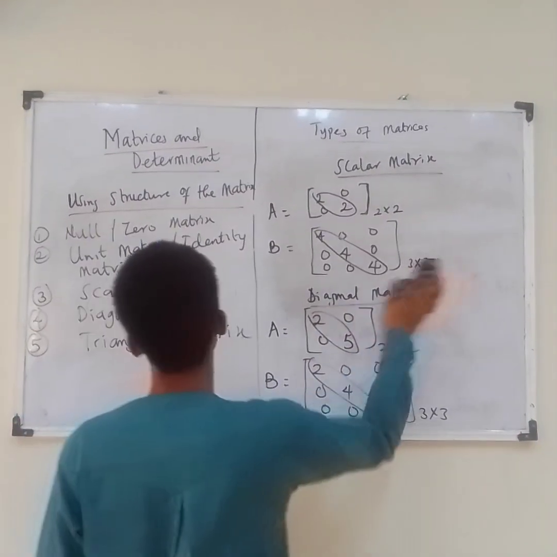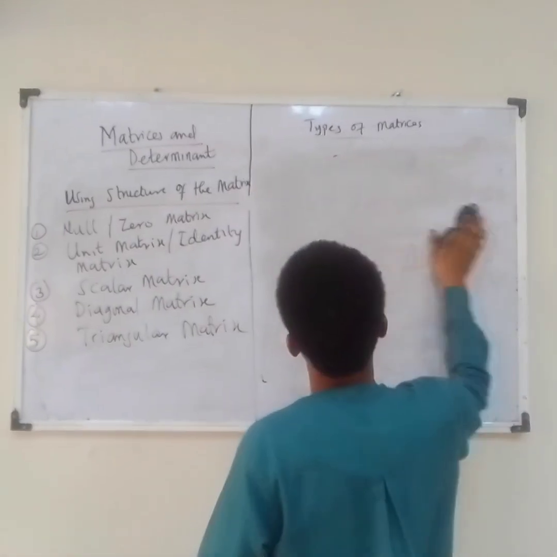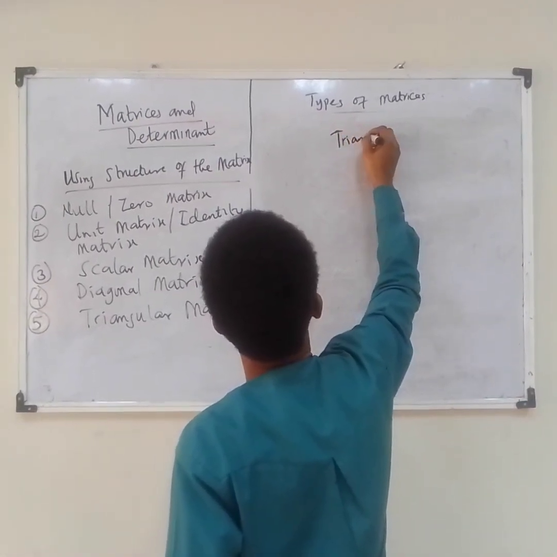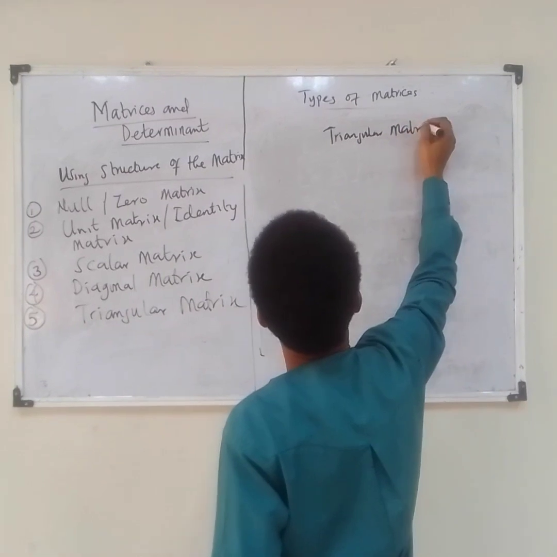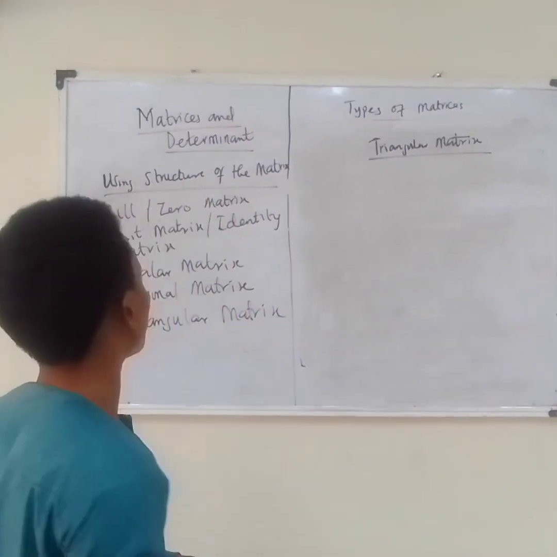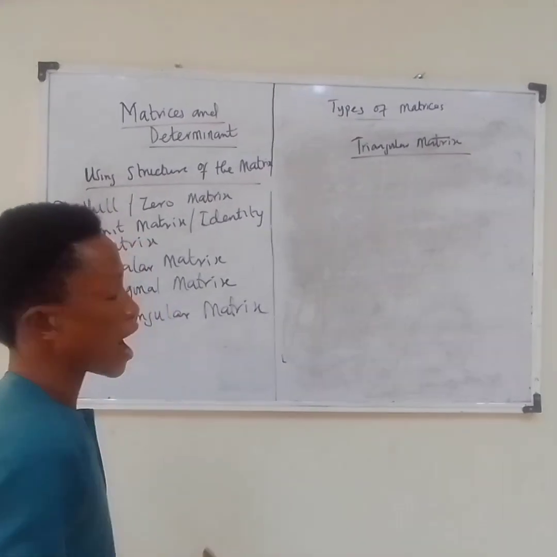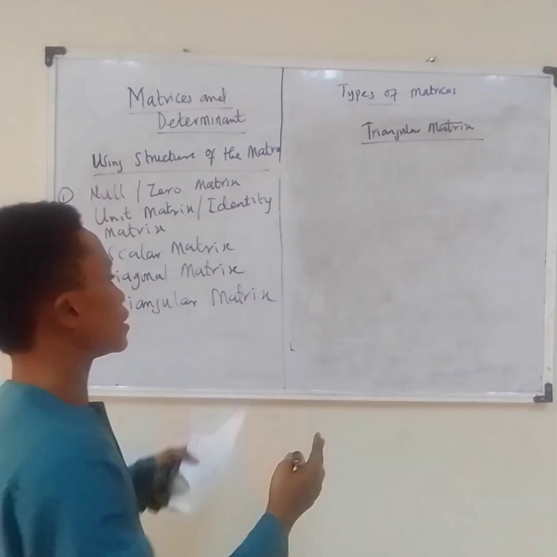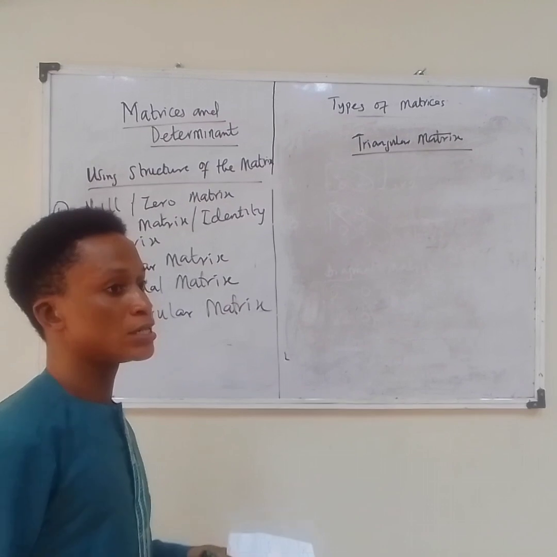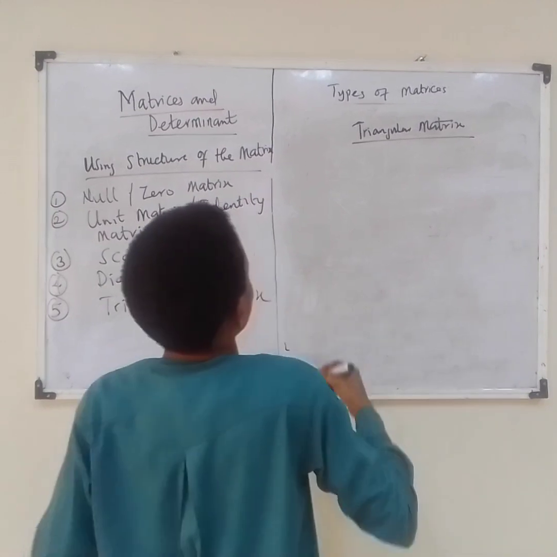So then finally we have the triangular matrix. In this form of matrix, what we have in the leading diagonal are numbers, but your element 0 will be below or above the elements that you have in the leading diagonal. This is what I'm trying to enunciate here.